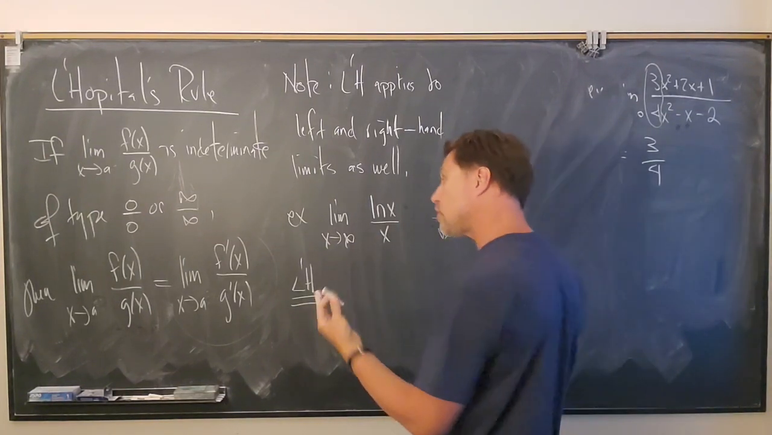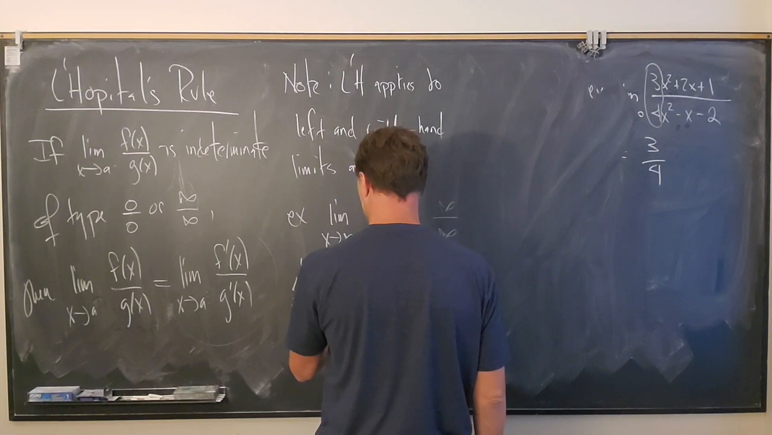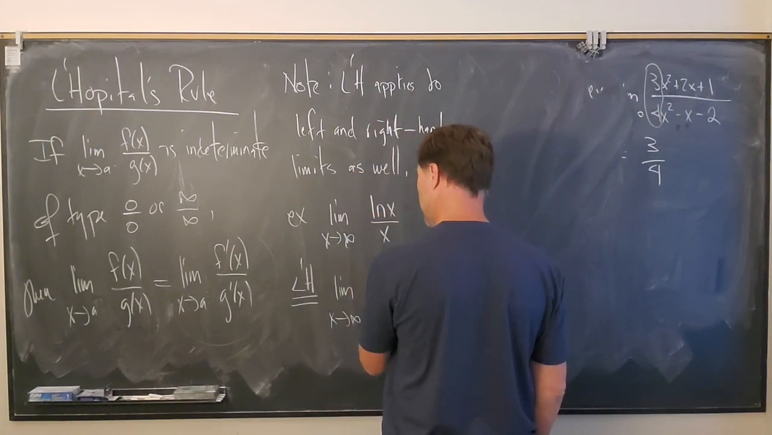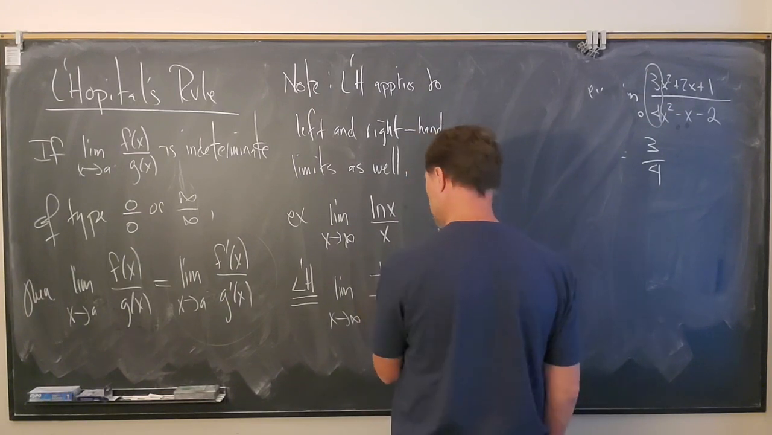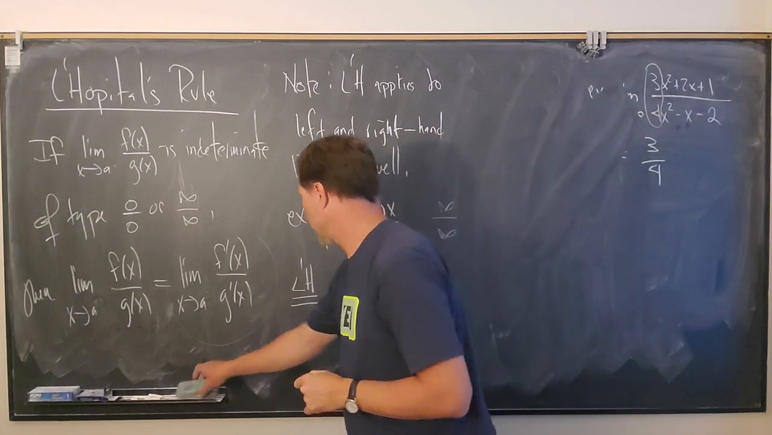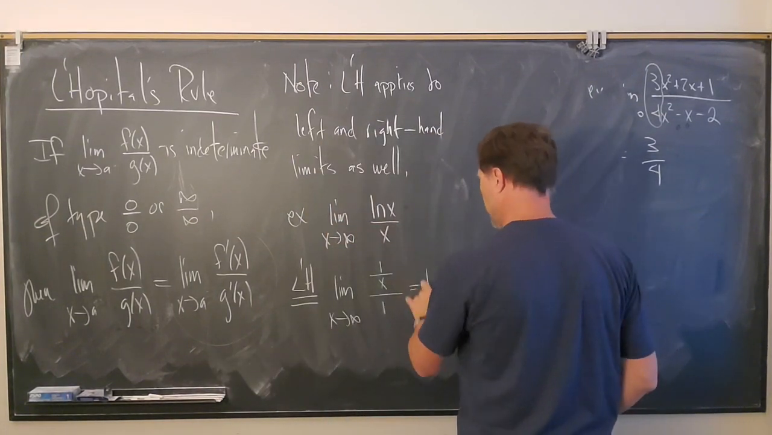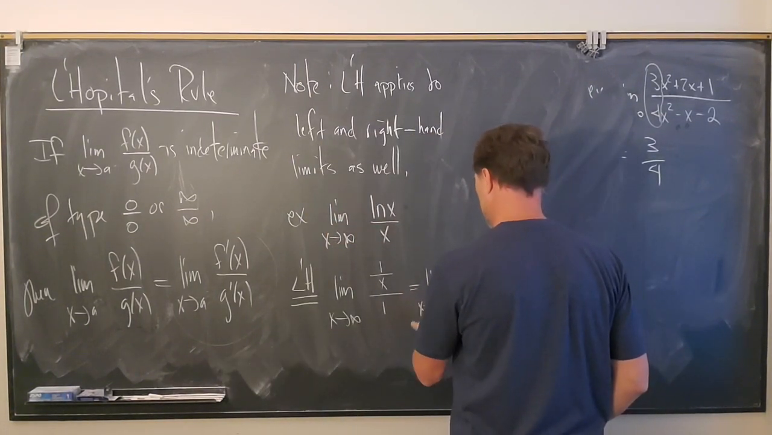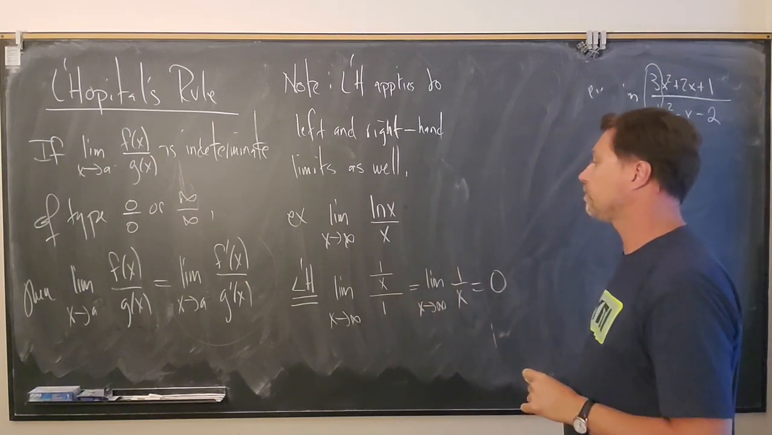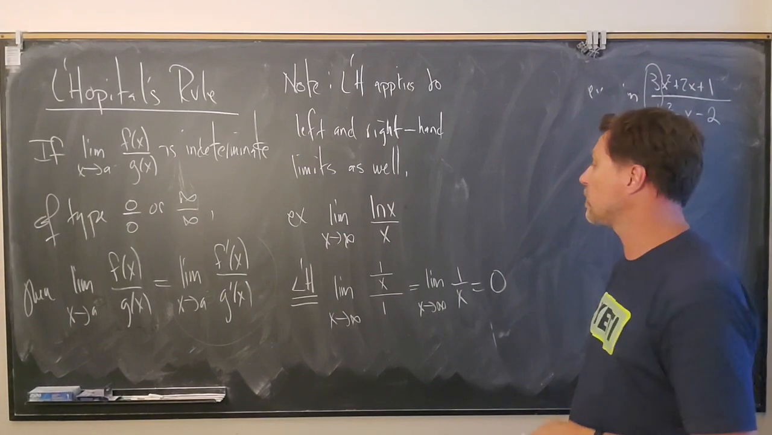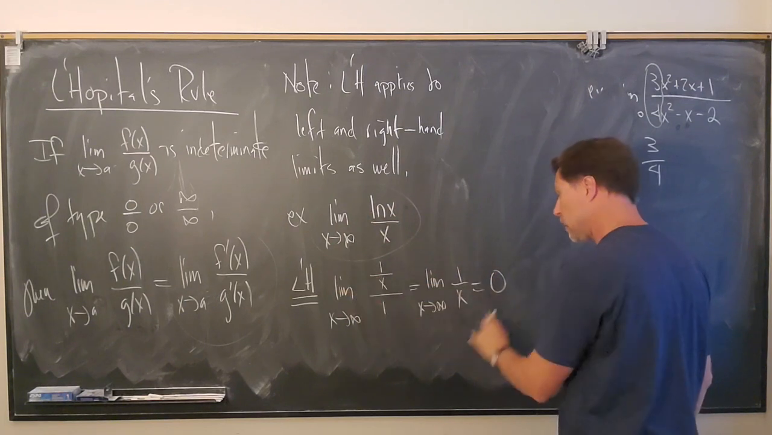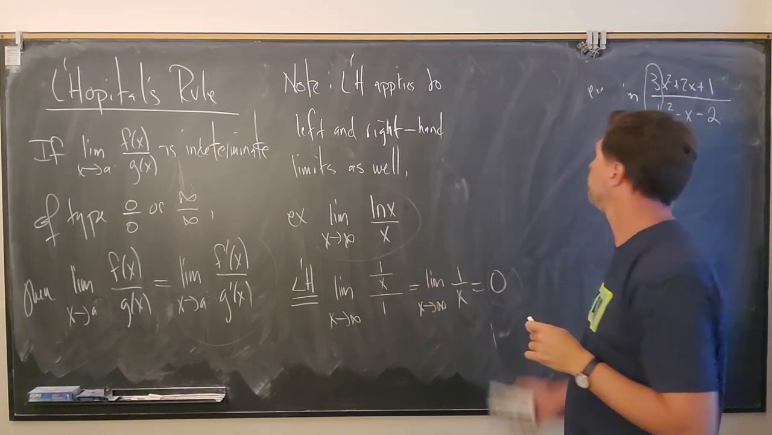Whenever I apply L'Hopital's rule, I'll put a little LH right there to indicate I'm about to use it. According to L'Hopital's rule, this is equal to the limit as x goes to infinity of, the derivative of the numerator, which is 1 over x, over the derivative of the denominator, which is 1. Now this is equal to the limit as x goes to infinity of 1 over x, which we know is equal to 0. So by one application of L'Hopital's rule, we were able to show that this limit, just follow the equal signs, is equal to 0.